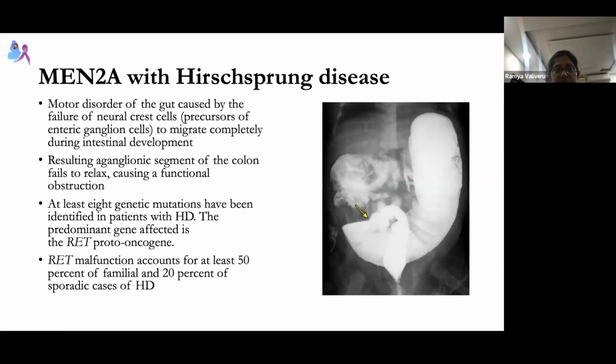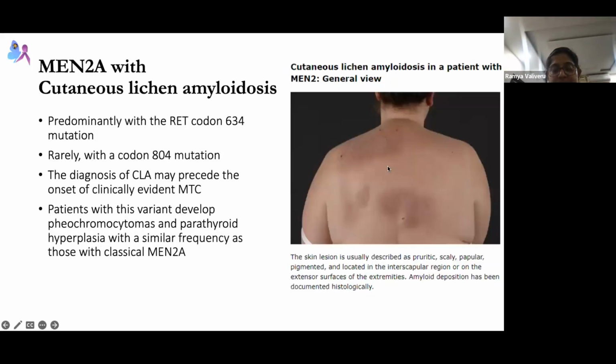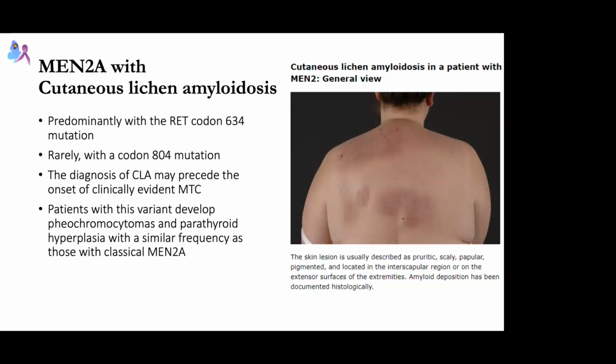So MEN with Hirschsprung's, it's a motor disorder of the gut caused by failure of the migration of neural crest cells. And there is a narrow segment. One question, anyone can answer this. Which is the constricted part, which is the diseased part in case of Hirschsprung disease, the normal one or the constricted one or the dilated one? Dr. Pratyusha? Hi, ma'am. Good evening. Constricted part is aganglionic.